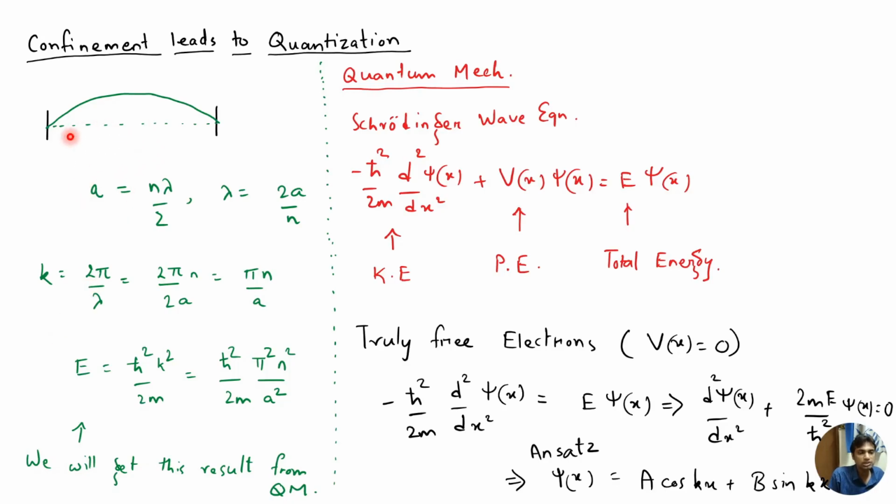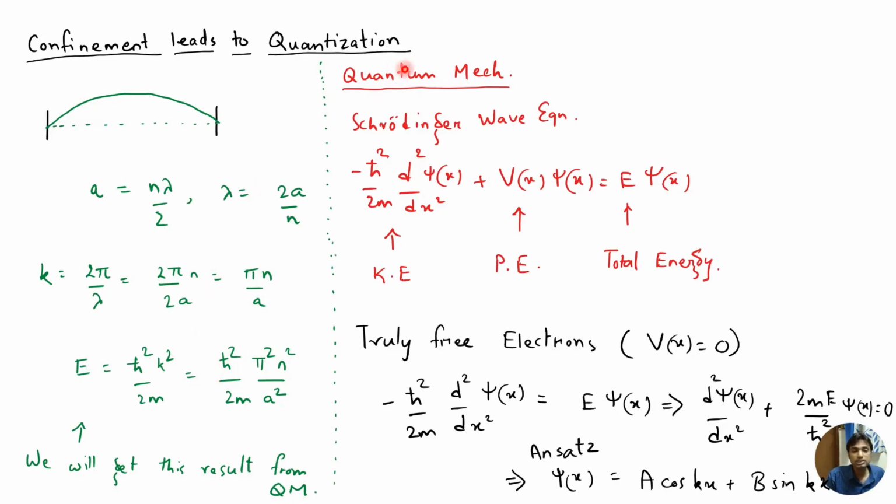This we get from the string analogy, where a is equal to n lambda by 2. From here you get lambda equal to 2a by n. Then we found what is the value of k. K is 2 pi by lambda, and when you replace this lambda by its value from this constraint, then you see E equal to h bar square k square by 2m. So this was a very hand-wavy argument which has analogy with the string. This is from the string.